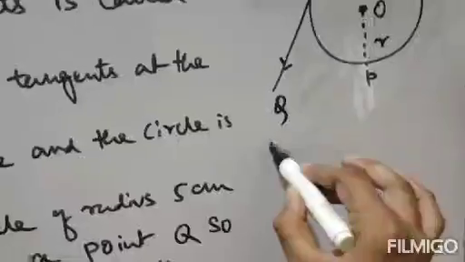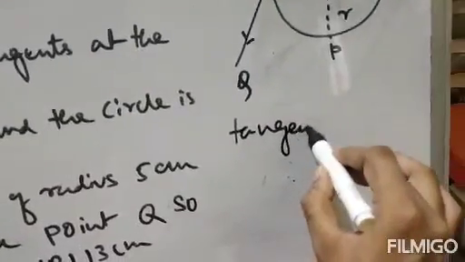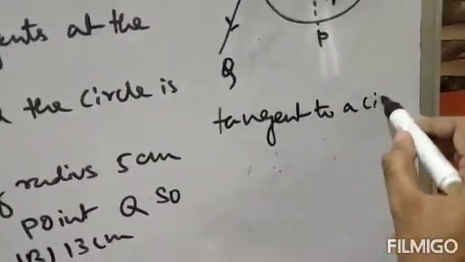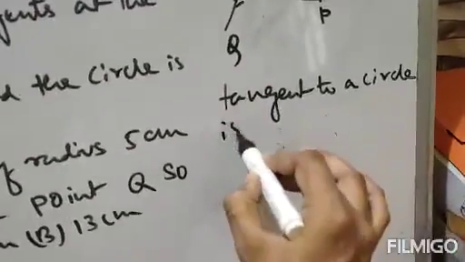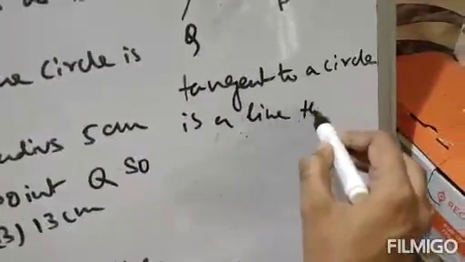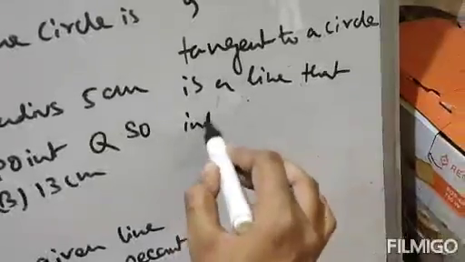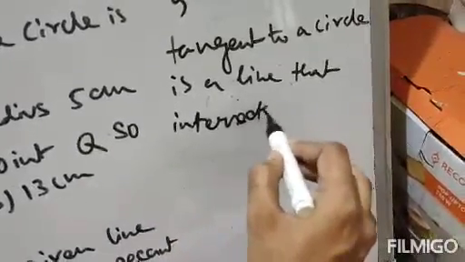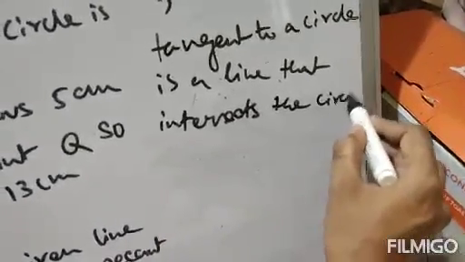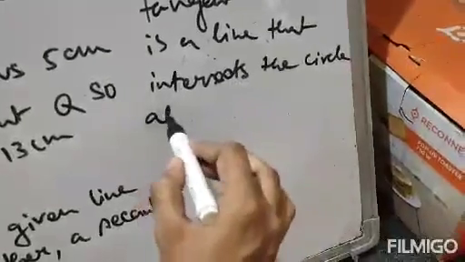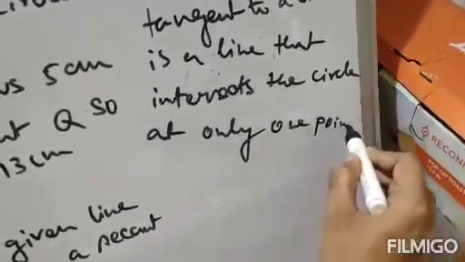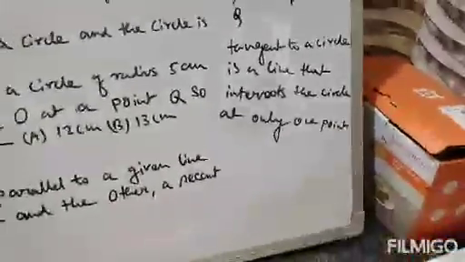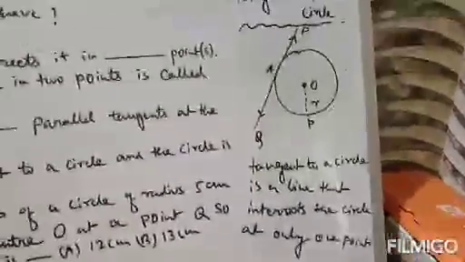So tangent to a circle is a line that intersects the circle at only one point. That is the tangent. That means it is a line, but it intersects the circle at only one point, that is point A.